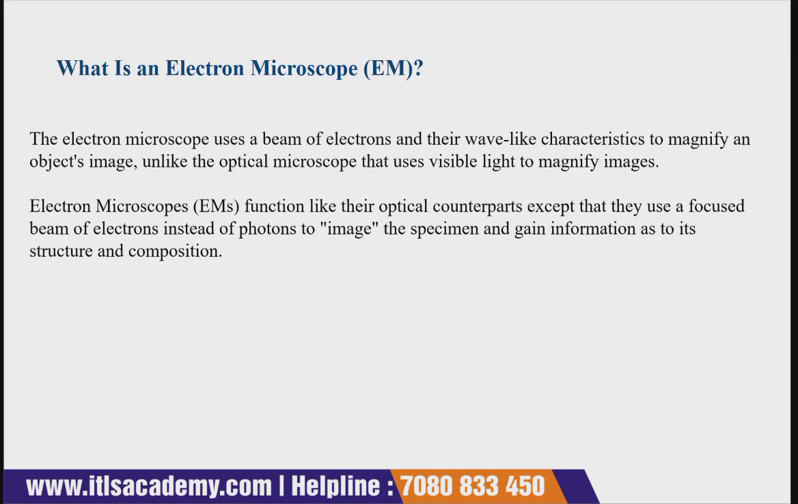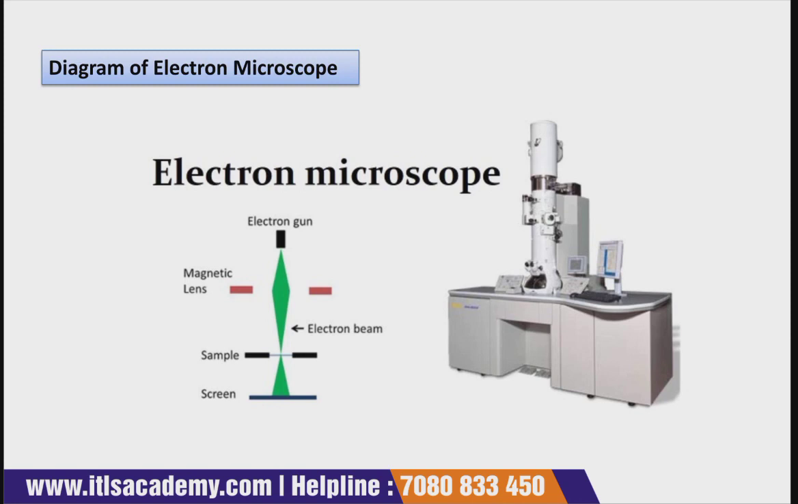So here, since its name suggests electron, they are using a beam of electrons and their wave-like characteristic. Both are used to magnify an object's images, and unlike the optical microscope, which uses visible light to magnify the images, this type of electron microscope uses the beam of electrons instead of photons to image the specimen and gain information as to its structure and composition.